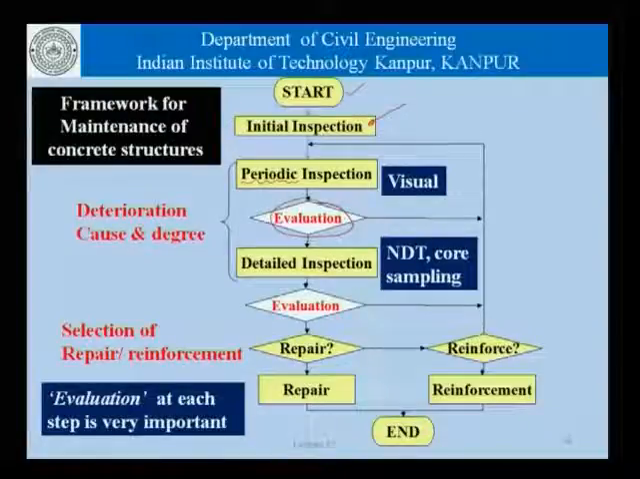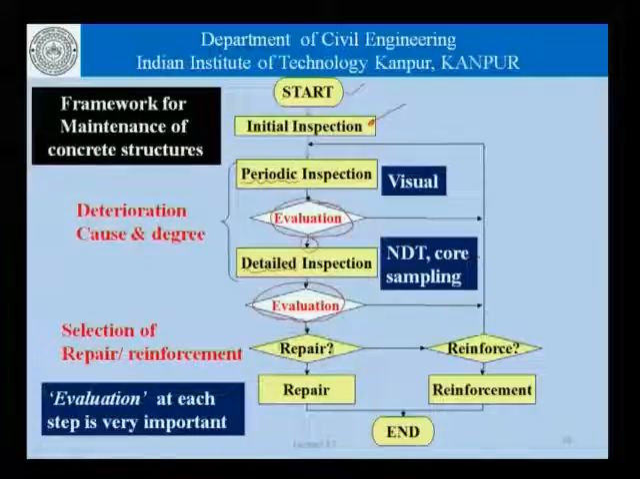The decision could be to go for a detailed inspection, or it could be to simply reinforce the structure or take some action. As far as detailed inspection is concerned, the detailed inspection could include non-destructive testing, core sampling, and so on. And again, an evaluation needs to be made in terms of what is the action that is required to be taken. It could be repair, it could be reinforcement, and so on and so forth.